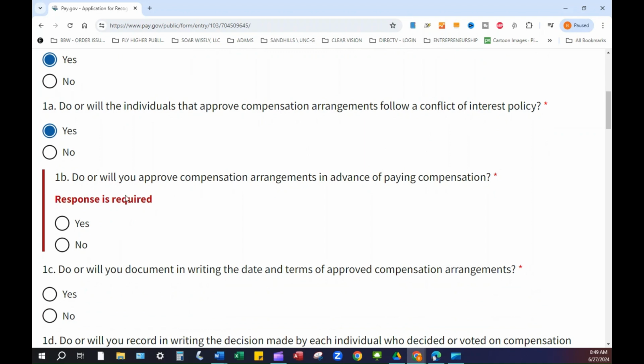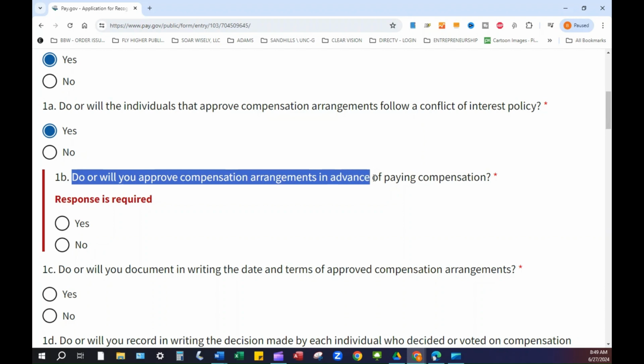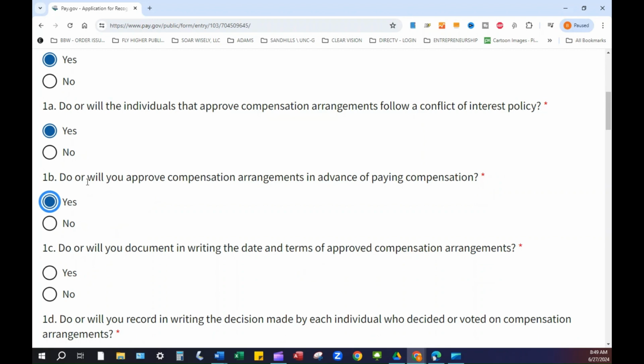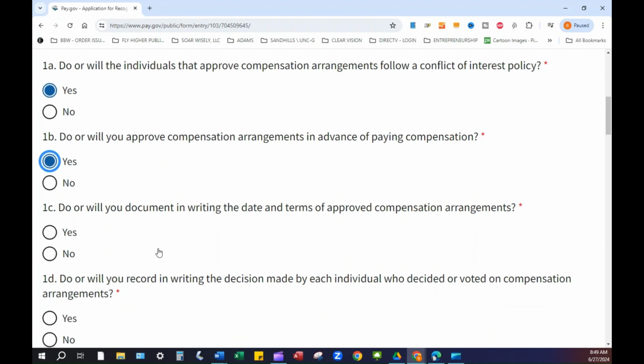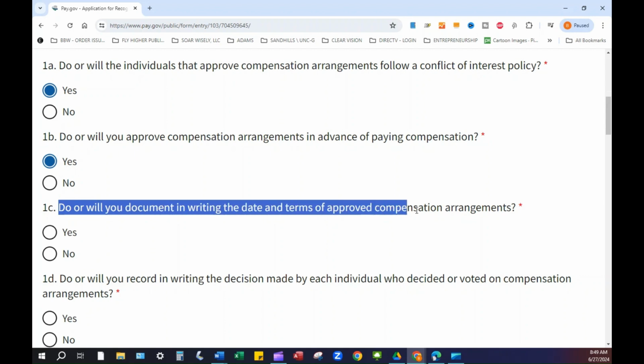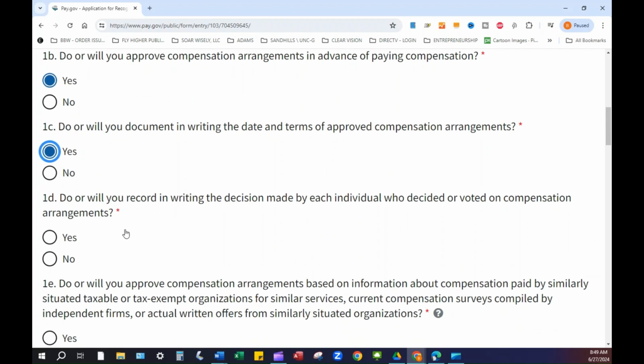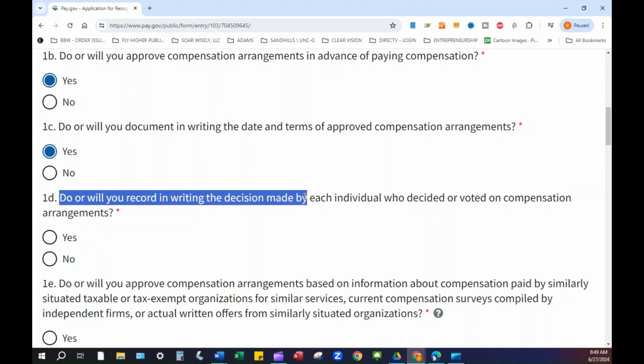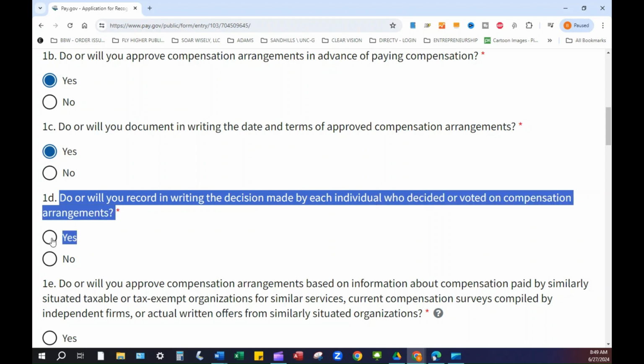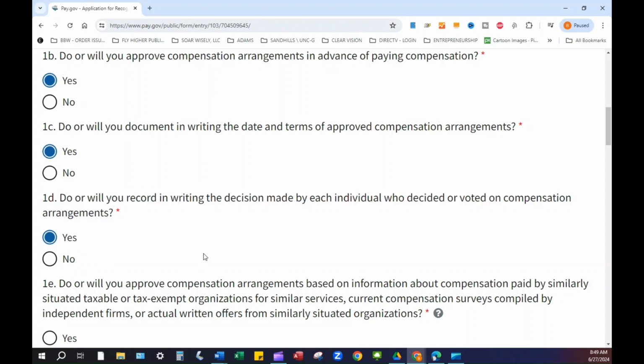Do or will you approve compensation arrangements in advance of paying compensation? Yes, for sure. Do or will you document in writing the date and terms of approved compensation arrangements? Yes, this is pretty much what a typical for-profit would do, so you definitely want to do that. Do or will you record in writing the decision made by each individual who decided or voted on compensation arrangements? Yes, that would be called meeting minutes. We'll get into that.